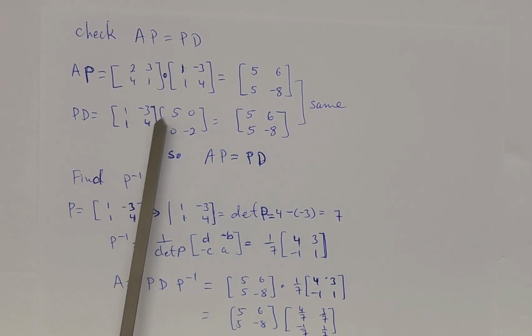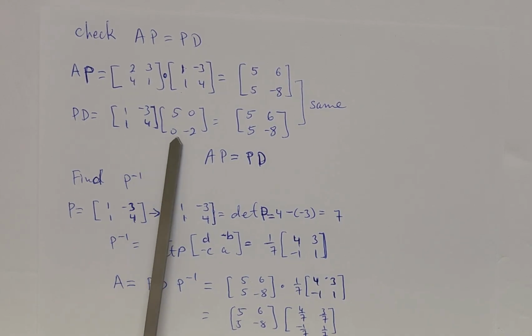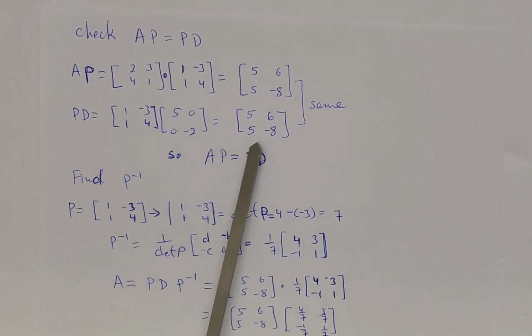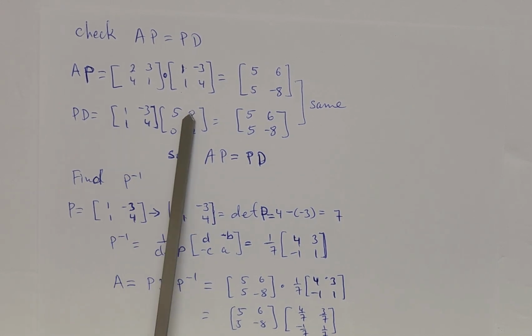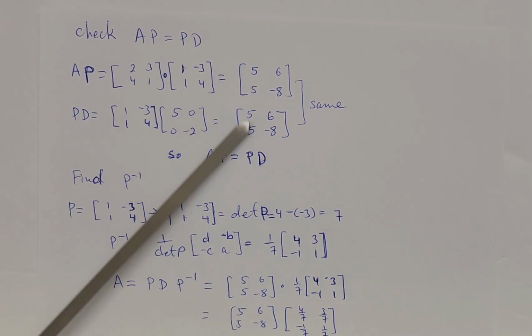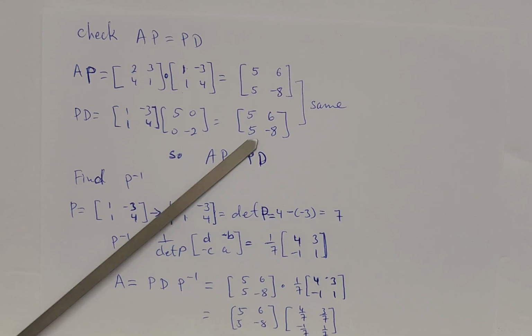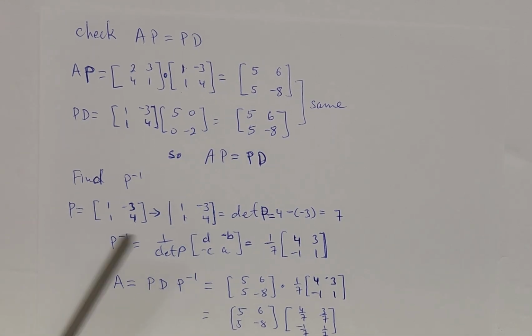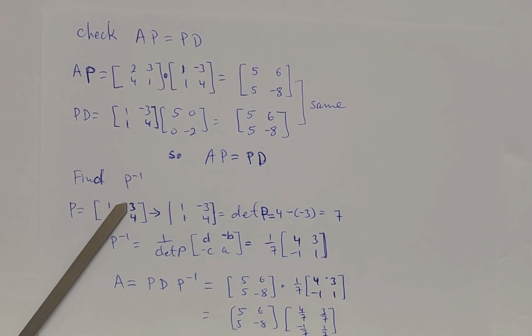Next, 1 times 4. This row times this column. So 1 times 5 is 5. 4 times 0 is 0. 5 plus 0 is this 5. This row, this column, 1 times 0 is 0. 4 times -2 is -8. As you can see, they are the same. And because they are the same, we can get our inverse.